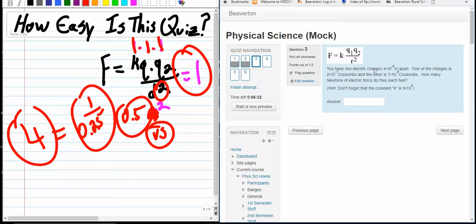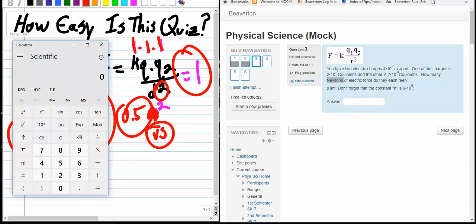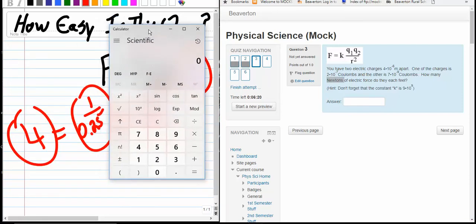You have two electric charges, 4 times 10 to the negative 6 meters apart. One of the charges is this many coulombs, one is that many coulombs. How many newtons? Okay, so here what we need is a calculator. K is 9 times 10 to the 9th, so we'll have 9 times 10 to the 9th times our two charged objects. One of them is 2 times 10 to the negative 7th, and the other one is 7 times 10 to the negative 9th.